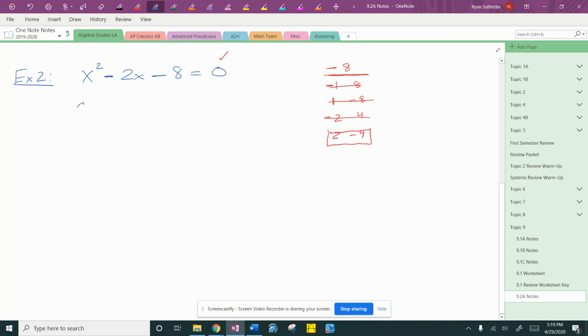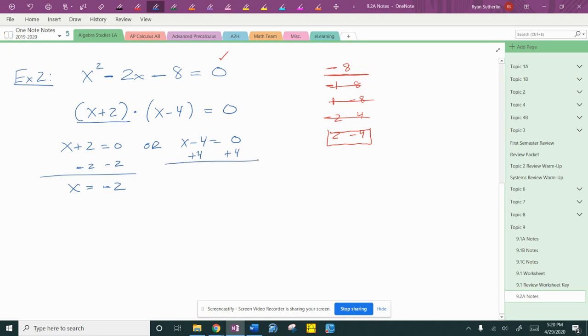So that means my factors are x plus 2 and x minus 4 equals 0. And then once we've done that, now I just have to say, all right, x plus 2 equals 0 or x minus 4 equals 0. So subtract 2 from both sides here. I get x to be negative 2. Here I'm going to add 4 to both sides. So I get x to be 4. So my solution set is negative 2, 4.